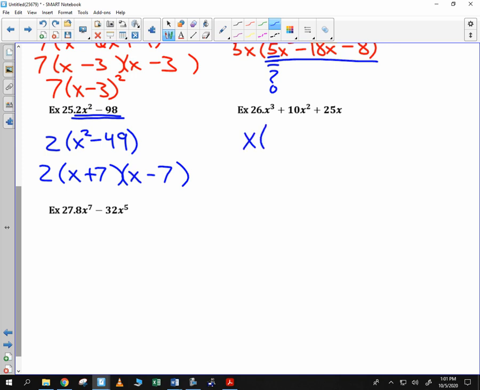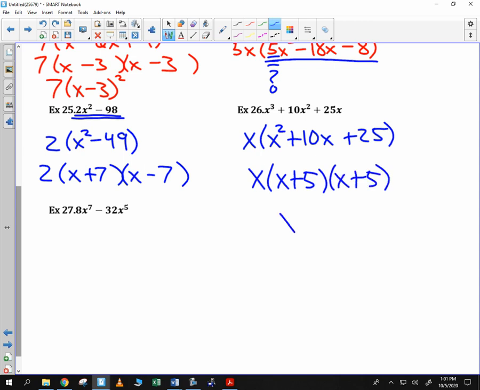Here I factor out an x. I'm left with x squared plus 10x plus 25. Two numbers that multiply to 25 that add to 10. I get x plus 5 quantity squared.